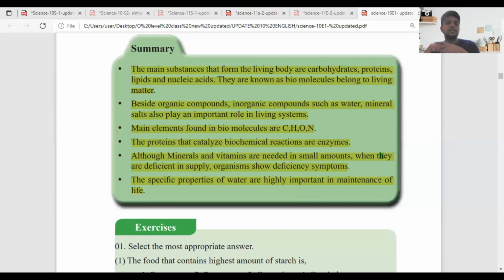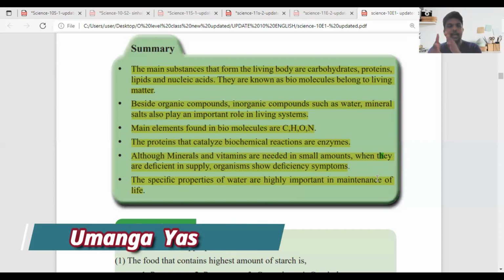And when we come to the basic units of each biomolecule, for carbohydrates, the basic molecules are saccharides. For proteins, the basic molecules are amino acids. For lipids, the basic molecules are fatty acids and glycerol. For nucleic acids, the basic molecules are nucleotides. That is it.